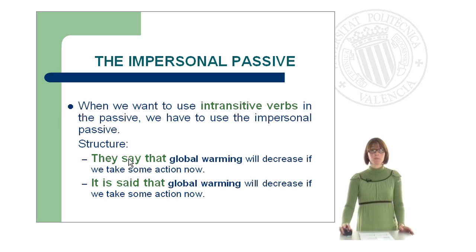We have a reporting verb. They say that global warming will decrease if we take some action now. Reporting verbs are verbs we use to tell things, to inform people of things. Other examples are say, believe, think, estimate, consider, etc. So this is one impersonal passive structure. Then we have another one. It is said that global warming will decrease if we take some action now.